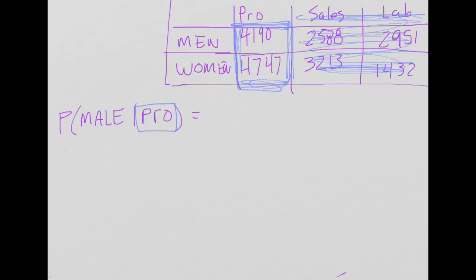So what's the probability that a random person chosen is a male, given that they are a professional? Well, we're going to take the number of males, which is 4,190, and divide it by the total number of professionals. So notice that our denominator is professionals, not all the people, but just the professionals, which is 4,190 plus 4,747. So add those two together and figure out that value, and you should get 46.88%.